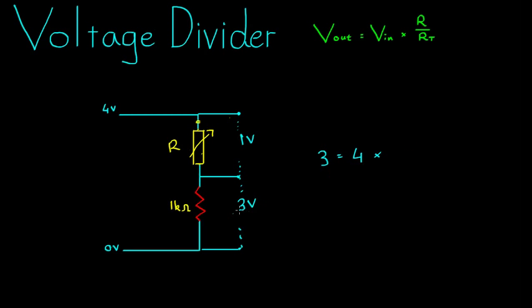multiplied by the resistor of the component we're looking at. So V out here is over the 1 kilo ohm resistor. So 1 times 10 to the 3, divided by the total resistance, which is equal to, total resistance here is equal to this resistance plus this resistance. That's 1 times 10 to the 3 plus a mystery. We'll call that R. So 3 equals 4 times 1 times 10 to the 3 over 1 times 10 to the 3 plus R.